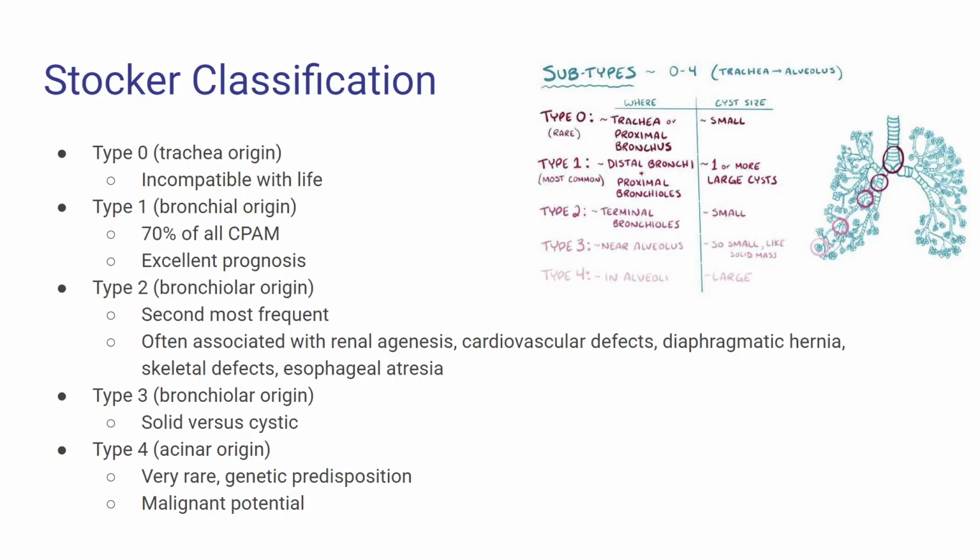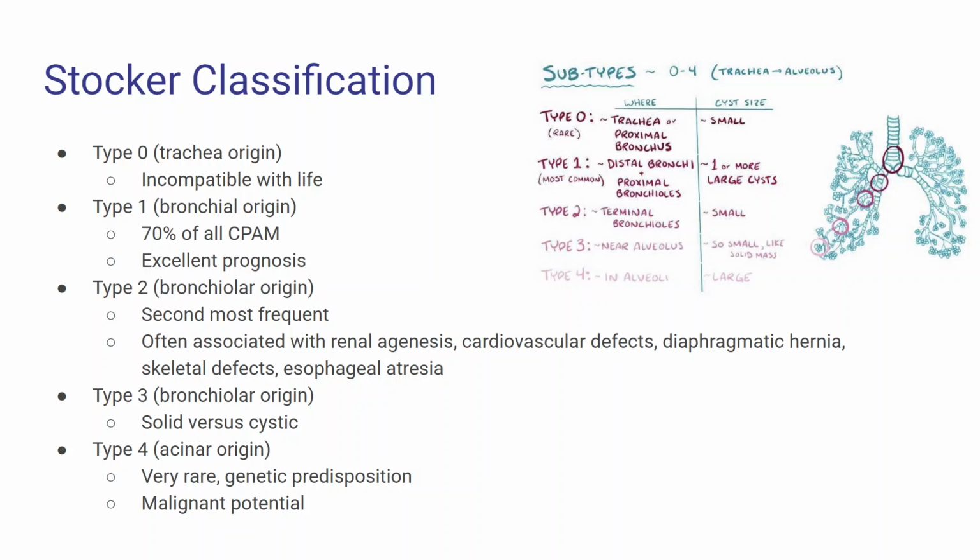Type 2 originates in the bronchioles. This is the second most frequent, and there are usually small cysts in type 2. This is often associated with renal agenesis, cardiovascular defects, diaphragmatic hernias, skeletal defects, as well as esophageal atresia. Type 3 is also the bronchial origin closer to the alveoli, and usually these will be solid versus cystic.